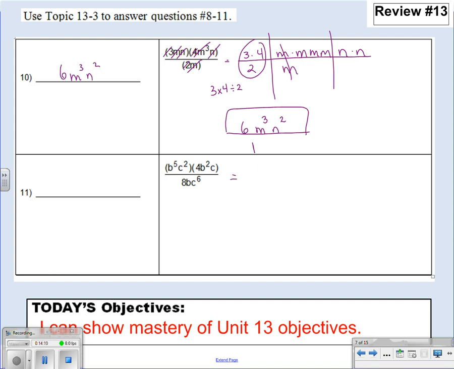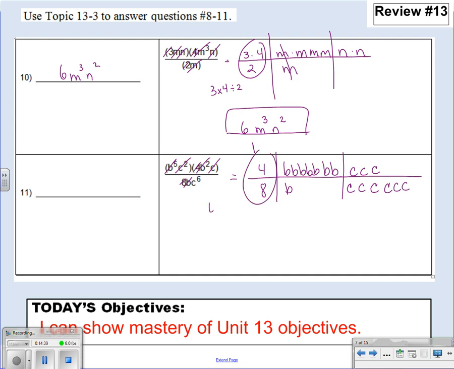One more. We put the 4 and 8 together. Put our b's together. From the first parenthesis, we have 5 of them. So 1, 2, 3, 4, 5. Second parenthesis, we have 2's. 1, 2. In the bottom, we have just 1. Look at our c's. In the top, we have 2 c's. From the second parenthesis, 1 c. And in the bottom, 6 c's.